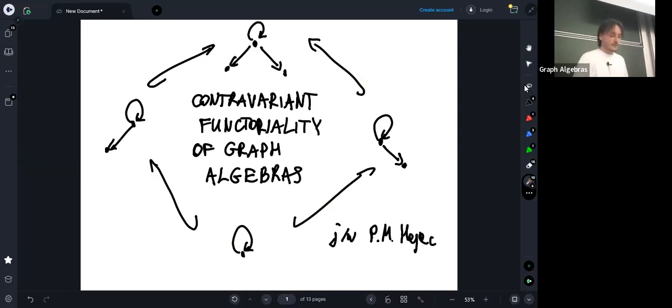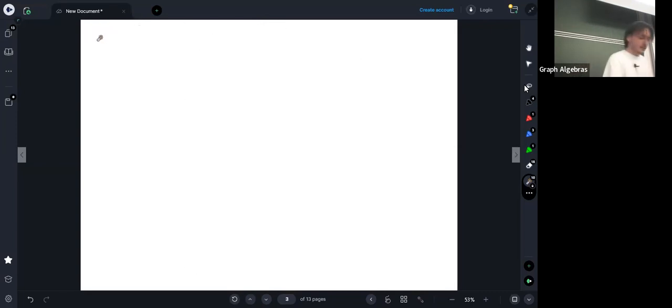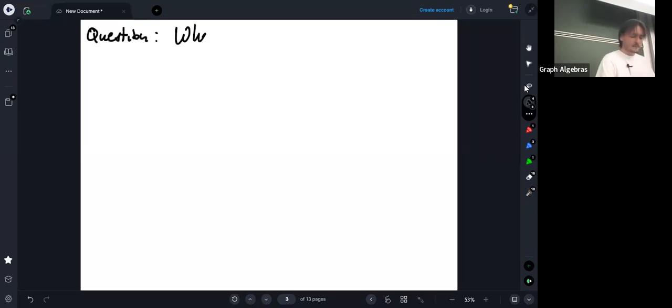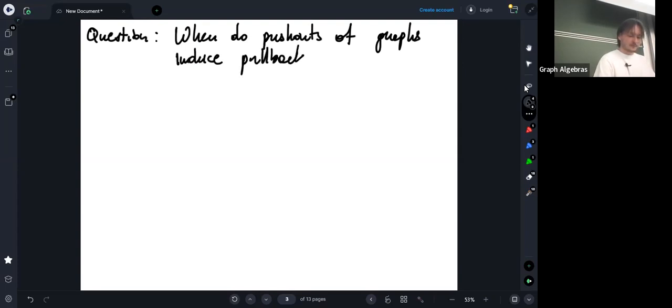What's the principle behind this? Right. So this was our question. The question was: when do push-outs of graphs induce pullbacks of graph C-star algebras?